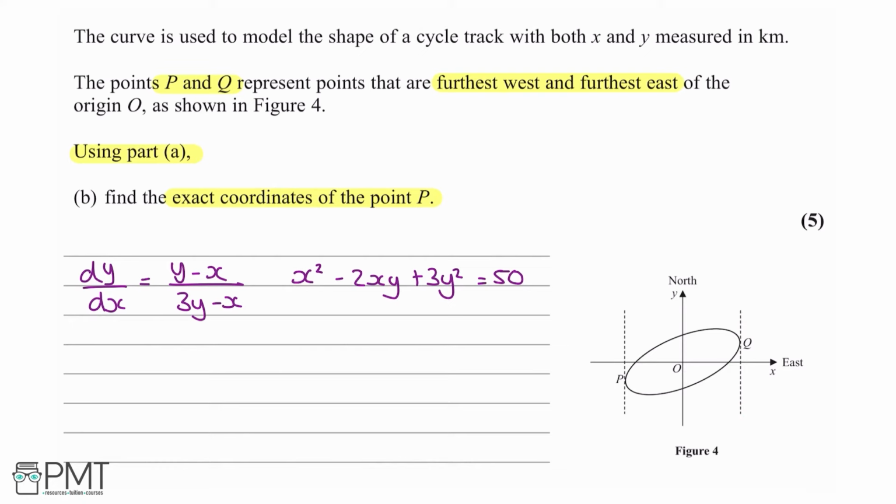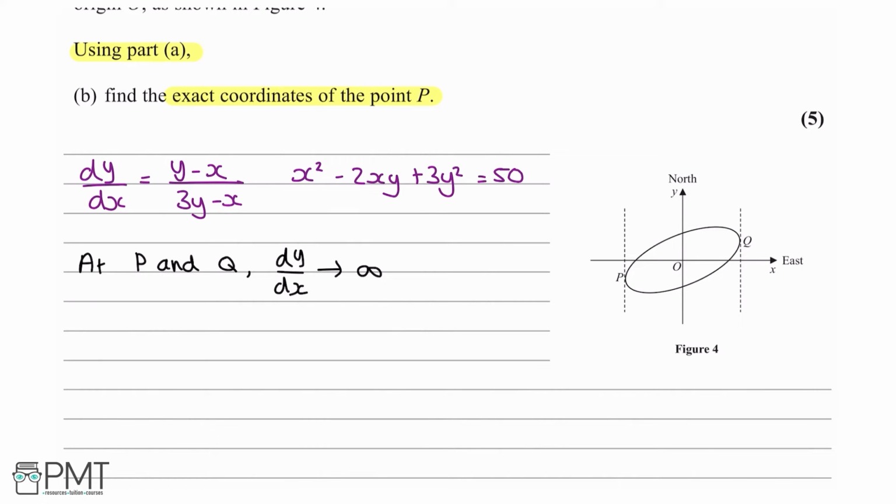So what I'm going to write is, at P and Q, dy by dx approaches infinity. The reason for saying that is you can't say dy by dx equals infinity, because infinity isn't a number. But you can say it approaches infinity. So that sort of solves our problem. Now, if we use the fact that dy by dx approaches infinity, we can use this to figure out what the next step would be.